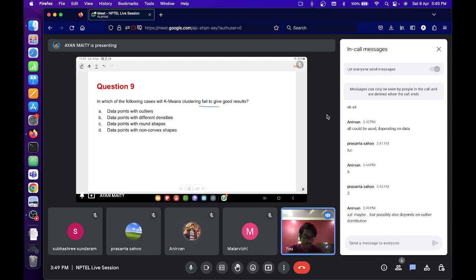Anirban says A and D maybe, but possibly it also depends on outlier distribution. Okay, so Anirban says A and D. Anyone else? Any other answers?